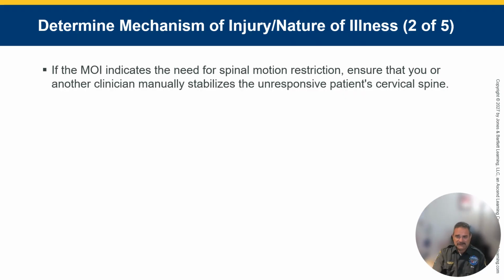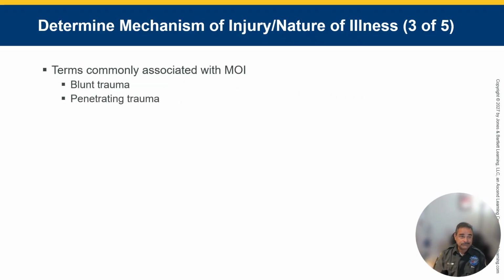And if they have really bad distracting injuries, otherwise multiple fractures of the extremities, and we can't really assess the spine, then we're going to consider spinal motion restriction. But do follow whatever your local protocol or standing orders say. And if you're not sure, you can always contact medical control. Terms commonly associated with MOI, we talked about this: blunt trauma and penetrating trauma.